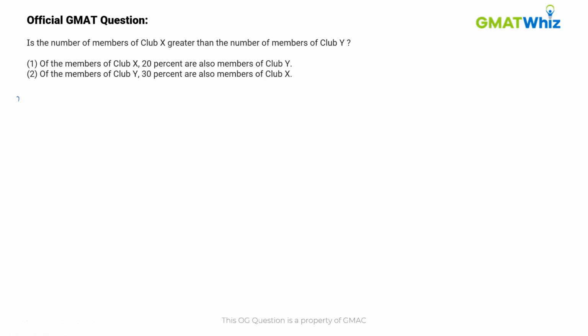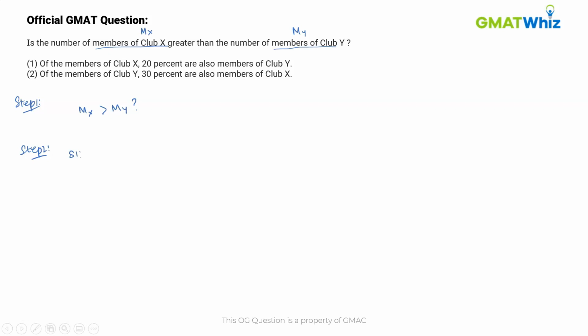In this question, we are asked if the number of members of Club X is greater than the number of members of Club Y. Now, let's assume the members of Club X to be denoted as MX and the members of Club Y denoted as MY. Then, we have to check if the value of MX is greater than MY or not.